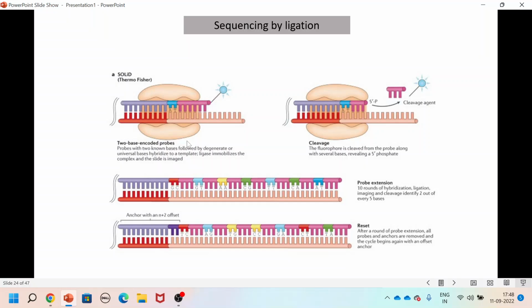After we analyze these two nucleotides, we cleave it again. The fluorophore is cleaved from the probe along with several bases, revealing a 5' phosphate, where another set of two nucleotides will come and bind. In this way, probe extension takes place. So 10 rounds of hybridization, ligation, imaging, and cleavage identify 2 out of every 5 bases. Did you get this point? How 2 out of every 5 bases?